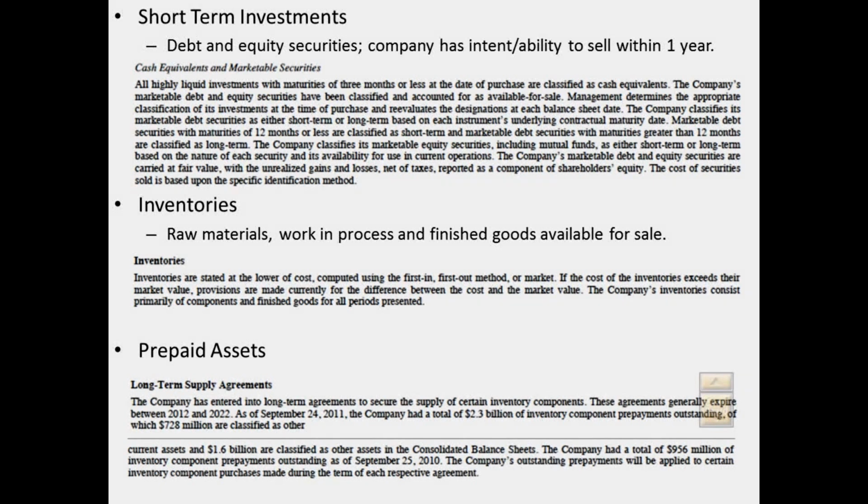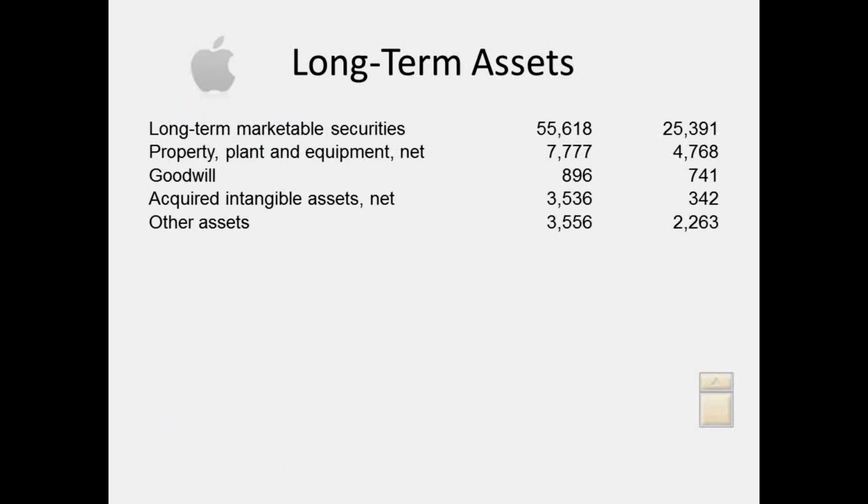On the other hand, they're going to tell you, okay, here's what we have in our inventory, here's how we measure it. We use FIFO, we use the lower of cost or market, and so on and so forth. Here are the prepaid assets we have, here are the long-term supply agreements. That's it. There are no secrets.